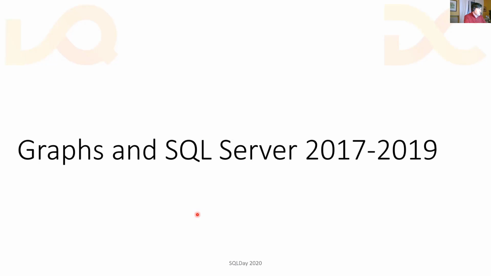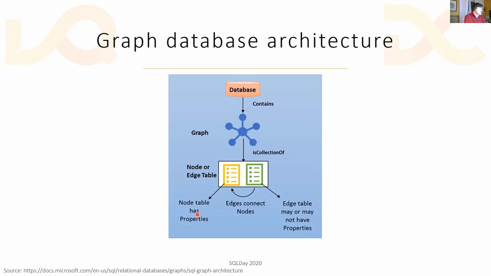Graph databases were introduced in SQL Server 2017. This is the official picture from the Microsoft website. You can find the reference below. It means that you have a database, and the database contains part of a graph in a standard database. You have both relational and graph objects that are stored as either nodes or edges.